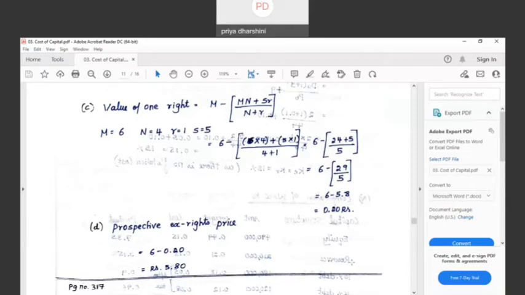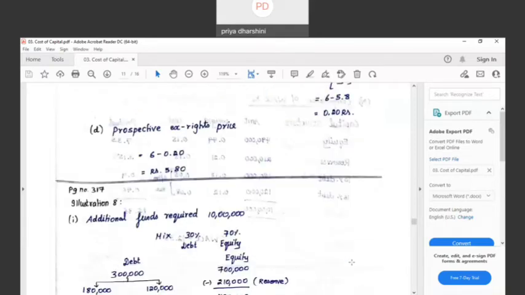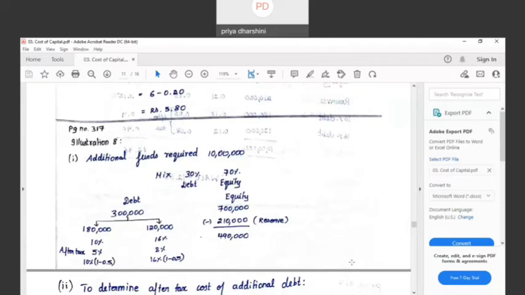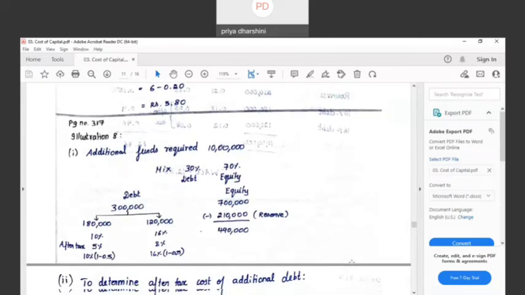Right. Right. Now come to illustration 21. Illustration 21.